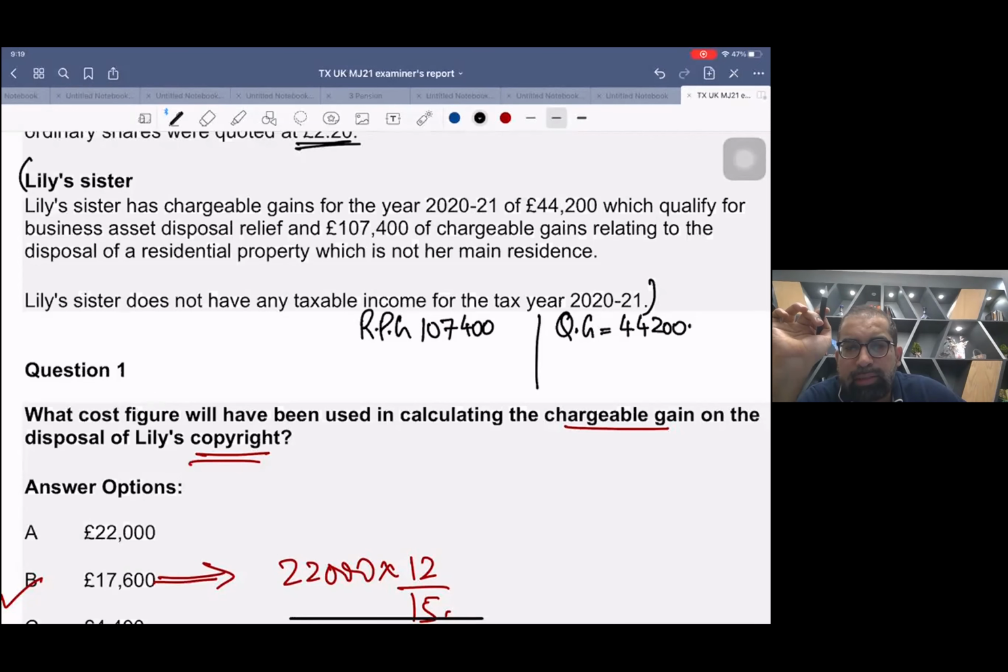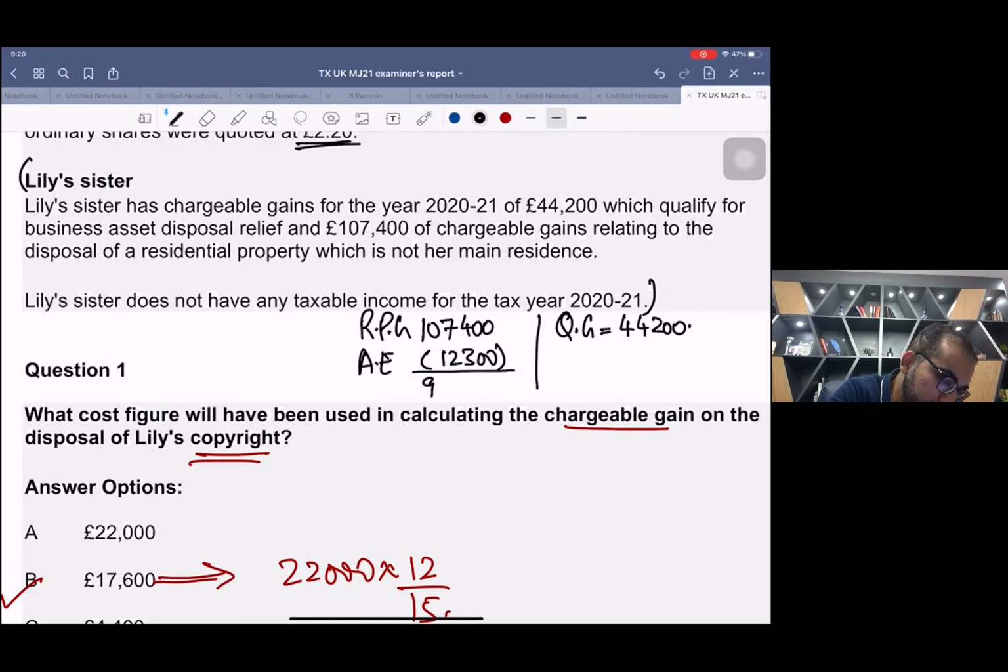Now there is one thing we call the annual exemption. From which gain do we deduct the annual exemption first? Always RPG. We'll deduct the annual exemption. So how much is this now? 95,100. Okay. Now let's start the tax computation.